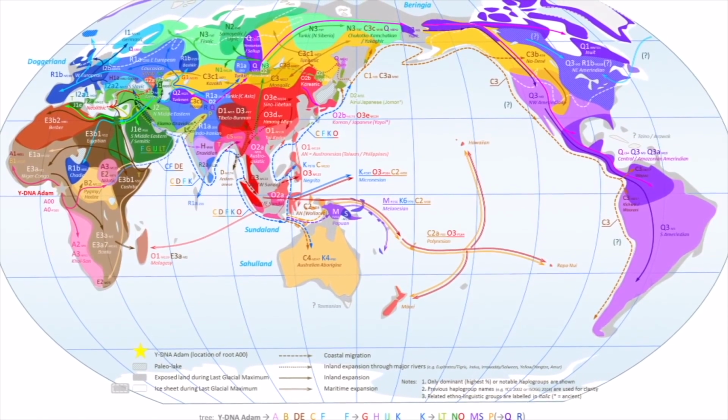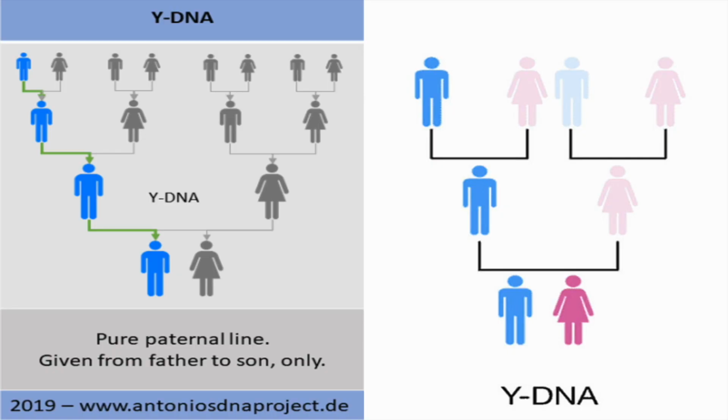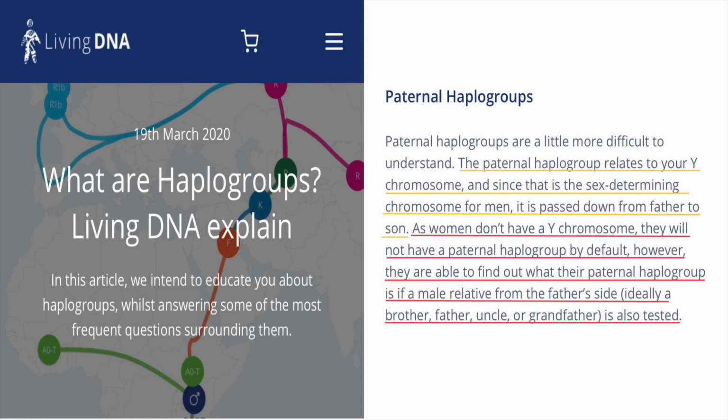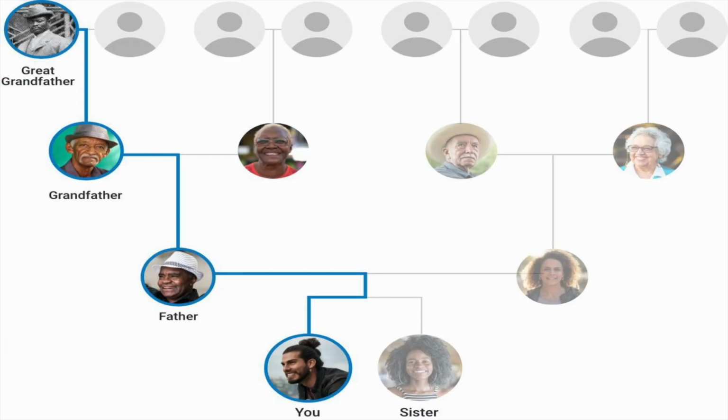This is a pretty awesome map showing paternal haplogroup distribution around the world, but in simple terms, if you still don't understand what a Y-DNA haplogroup is, a Y-chromosome is passed down from father to son. According to livingdna.com, titled "What are haplogroups?", it reads, "The paternal haplogroup relates to your Y-chromosome, and since that is a sex-determining chromosome for men, it is passed down from father to son. This is the perfect tool to use when trying to determine paternal lineages." Therefore, if we're looking for the Y-DNA of Abraham and his descendants, we have to use haplogroups.